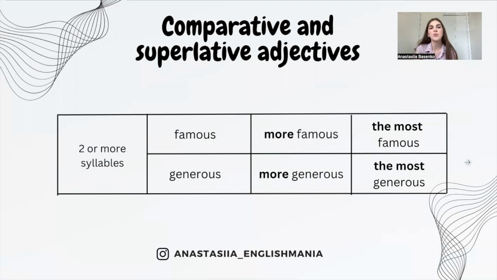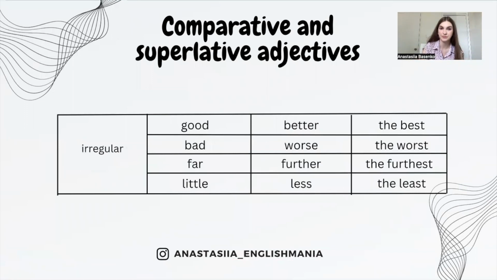And if it's two or more syllables, like long words, long adjectives, we don't change the adjective, we just add some words like more in the comparative degree and the most in the superlative degree. Famous, more famous, the most famous. Generous, more generous, the most generous.